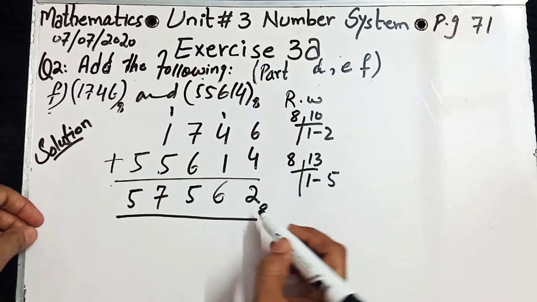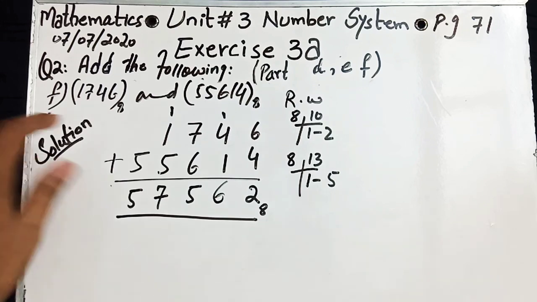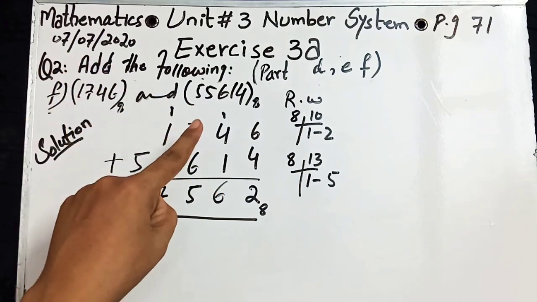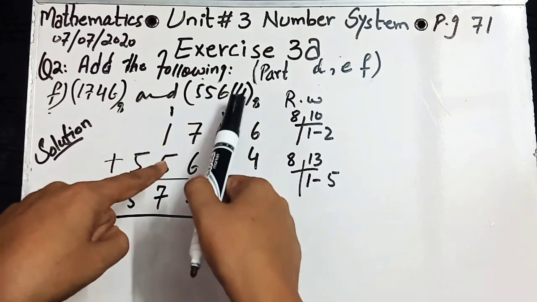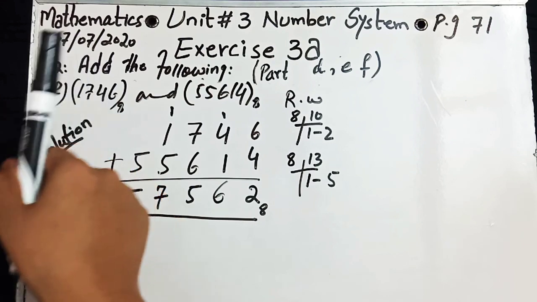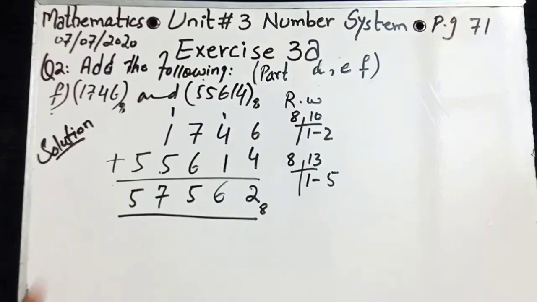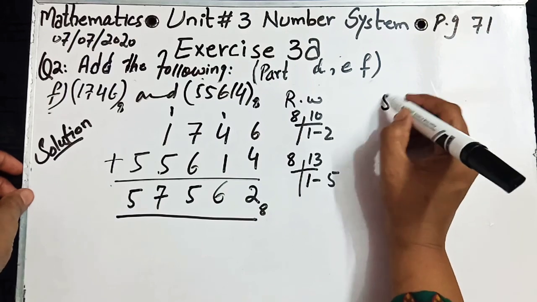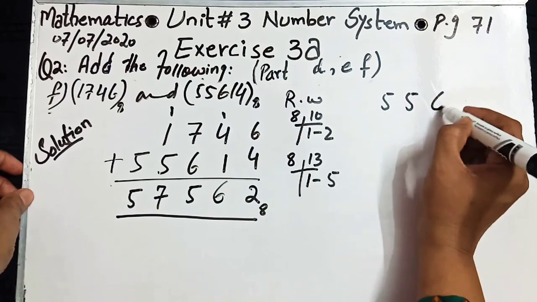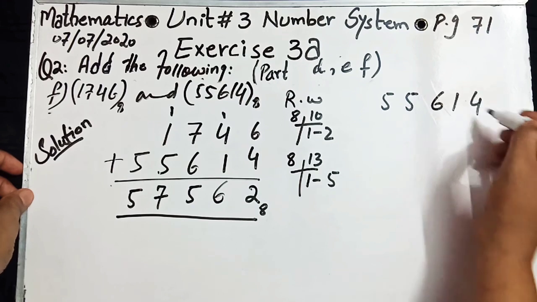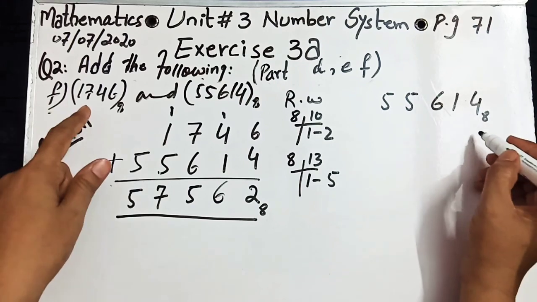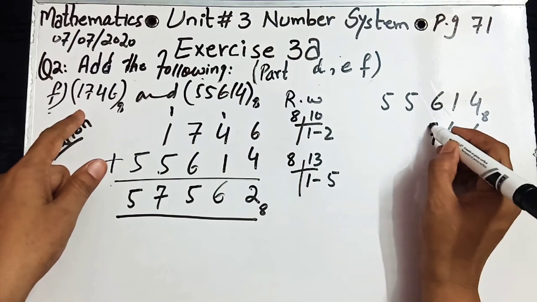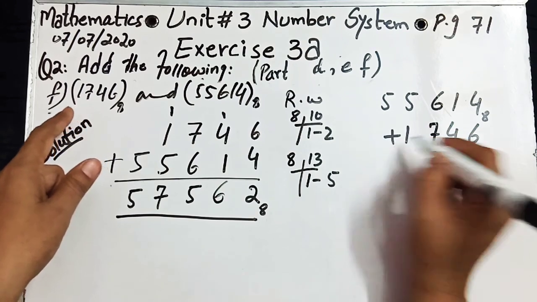Okay, put base 8. Now the first value is smaller than the second value. The second value is bigger than the first value. Add them. Just to verify it, first we write the bigger value, 55614 base 8, then 6471. Add them.